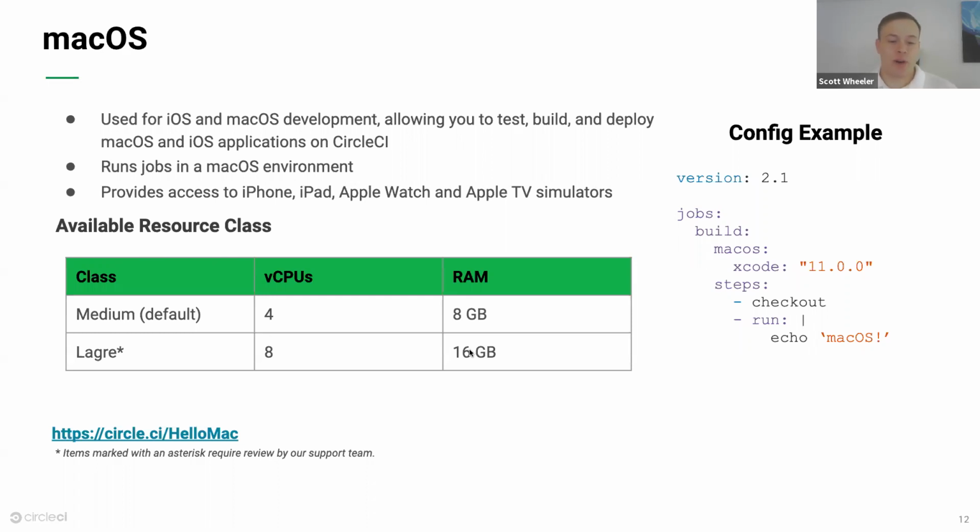You can view more information on getting started with macOS by visiting circle.ci/hello-mac. The config example on the right will spin up a macOS executor using Xcode version 11.0.0. It will check out any code in the repository, and it will echo macOS in the build output window.